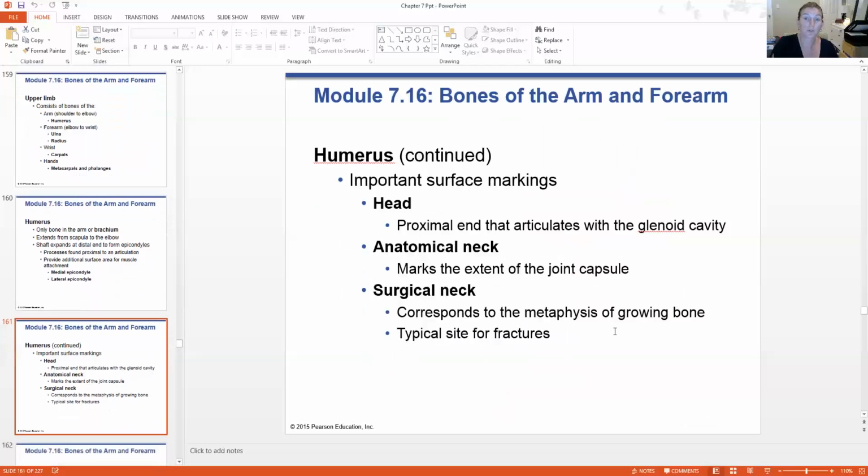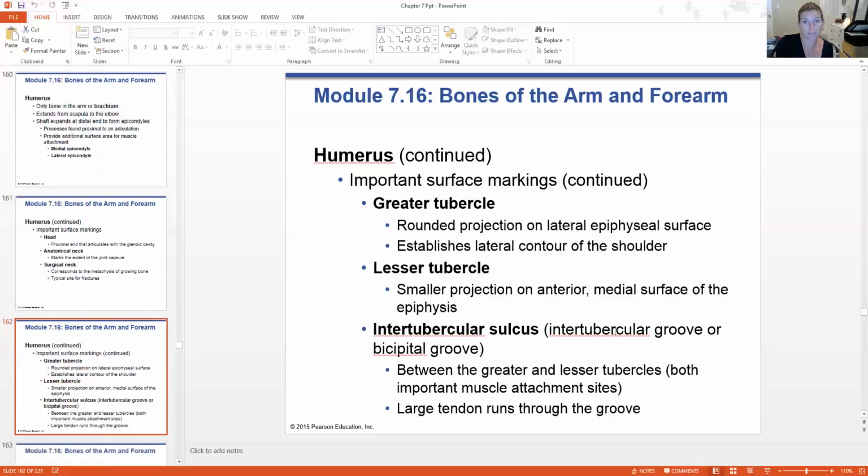You have an anatomical neck, which is basically marking the end of the joint. And then the surgical neck, which is the metaphysis, or growing part of the bone. This is the typical site for where fractures occur, at that surgical neck. That's where I broke mine, or shattered it really.